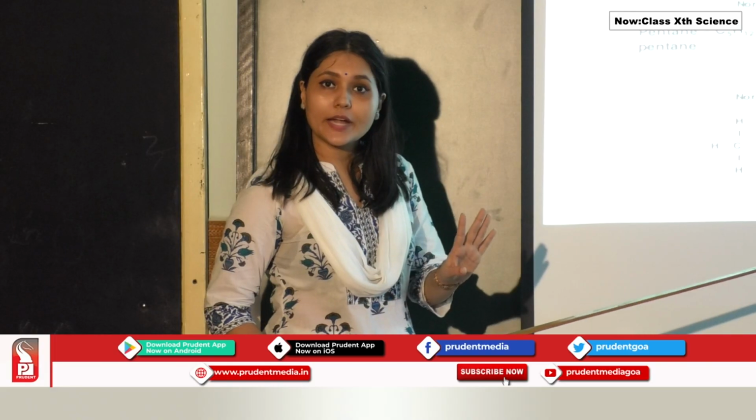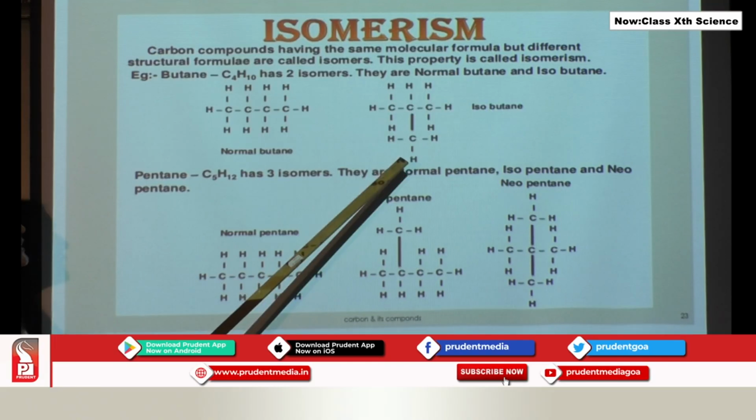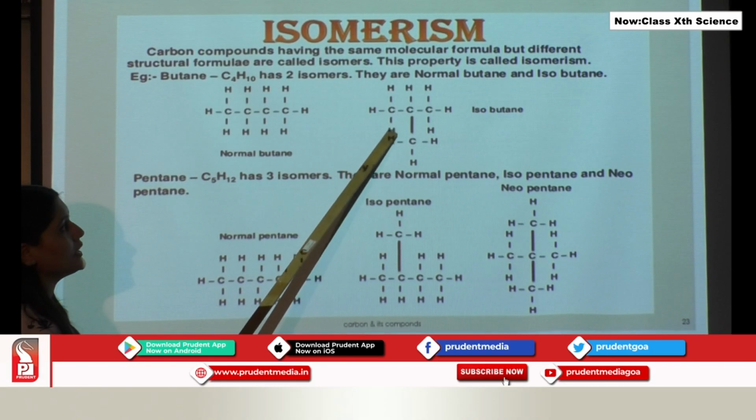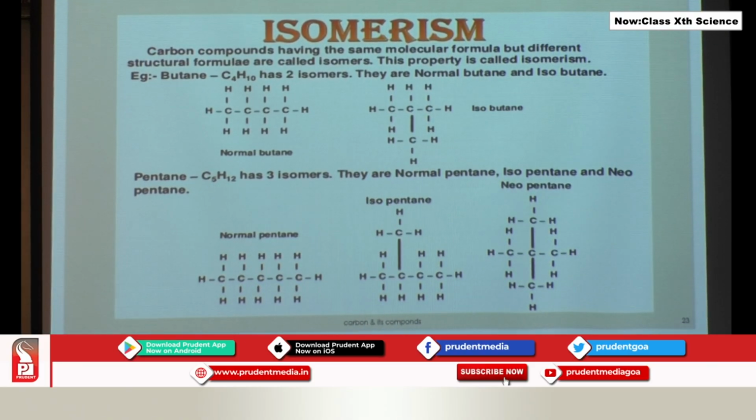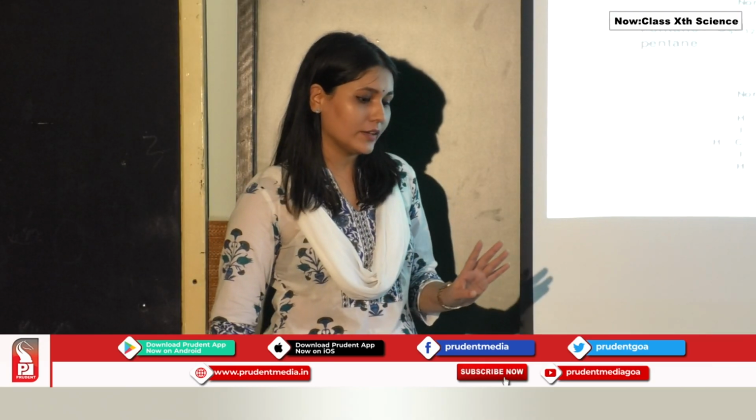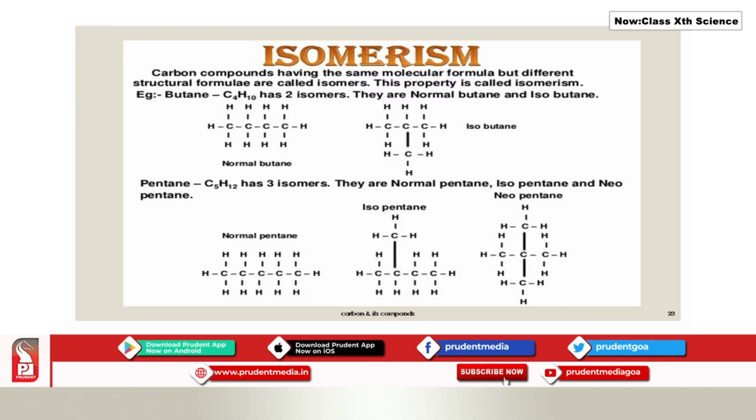So we are having 10 hydrogen atoms in N-butane, and in the second case we will see 1, 2, 3, 4, 5, 6, 7, 8, 9 and 10. And in the second case also we are having 10 hydrogen atoms. Now if you look at both the cases, the molecular formula of butane or N-butane and isobutane is same, C4H10. But if you look at the way it is being arranged, in the first it is arranged in a straight chain and in the second it is arranged in the branch chain. So this is the property of carbon which is called as isomerism.